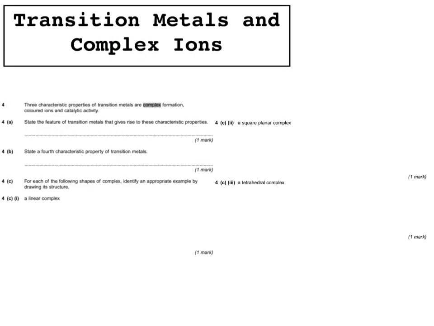Let's look at a few examples of questions then. In this one it says 3 characteristic properties of transition metals are complex formation, coloured ions, and catalytic activity. State the feature of transition metal ions that gives rise to these characteristic properties. So that is the fact that they have partially filled d orbitals. And then it says, state a 4th characteristic property of transition metals, and that's the fact they have variable oxidation states.